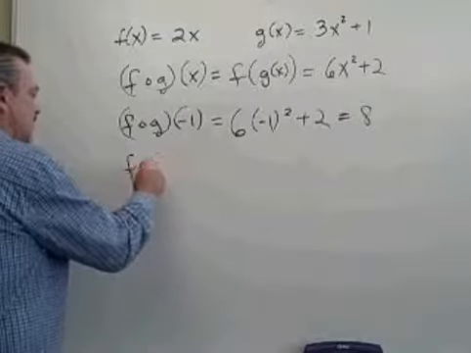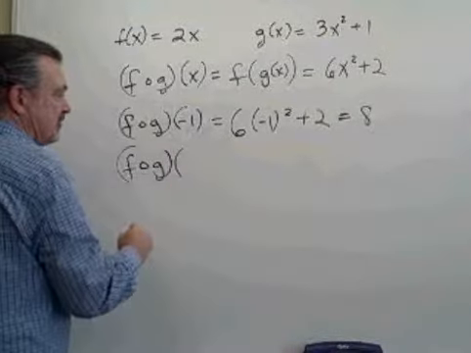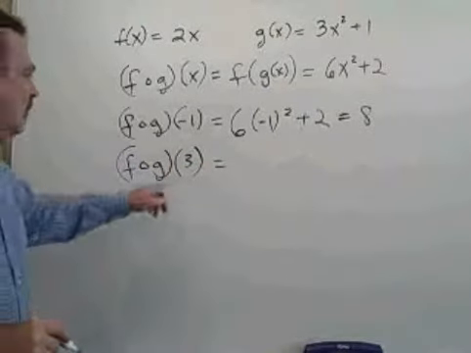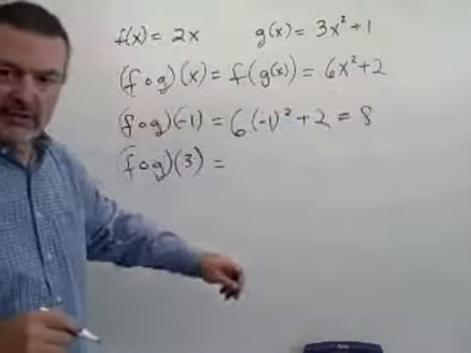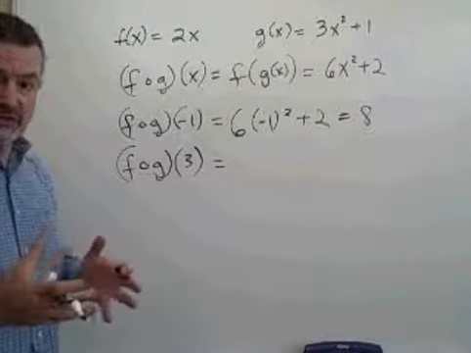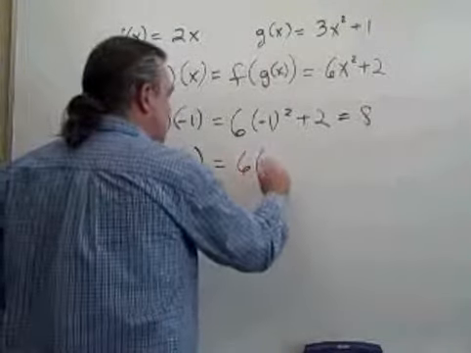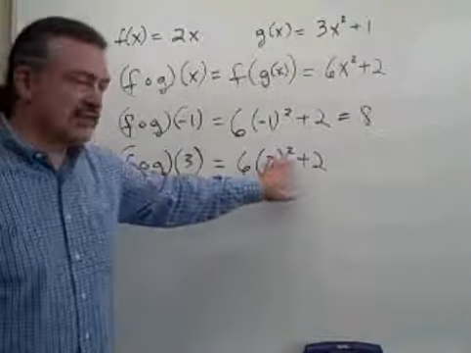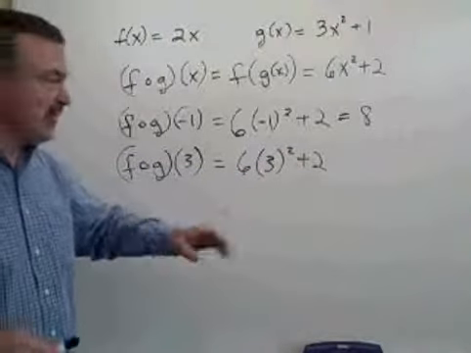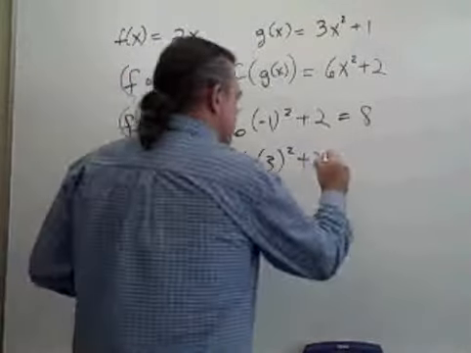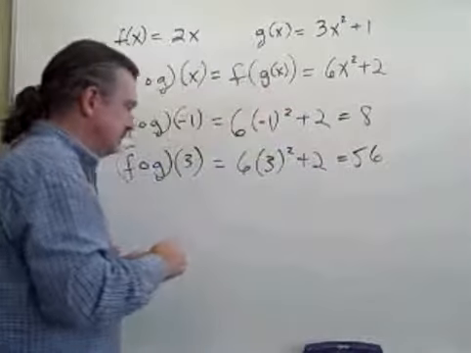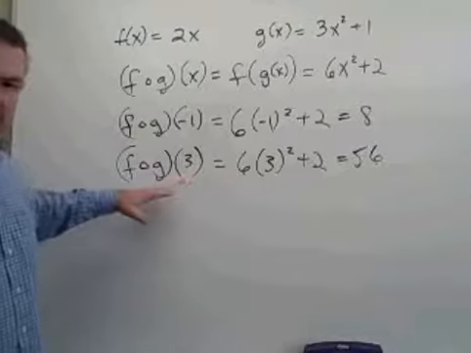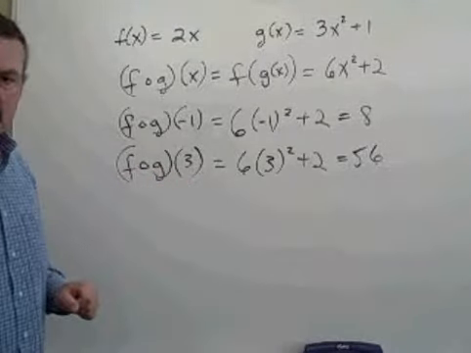If we wanted to find the value of the composition function at, let's say, 3, wherever there's x in the composed function's expression, we would replace that with 3. 3 squared is 9. 9 times 6 is 54. 54 plus 2 gives us 56. So the value at 3 of f composed with g is 56.